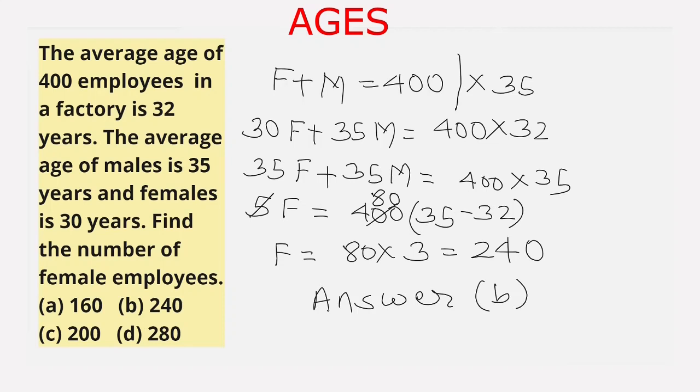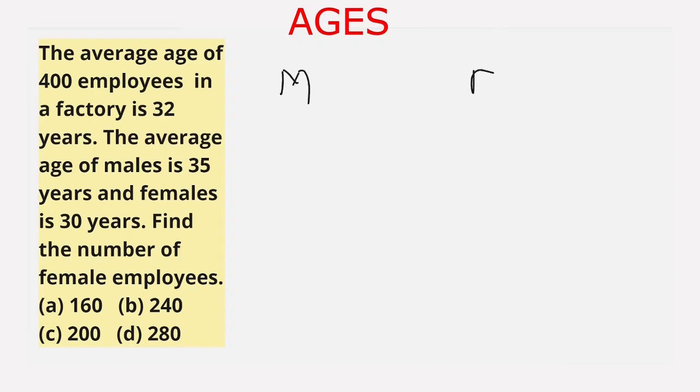This question we have solved using simultaneous equations in two variables. But we can solve this question very easily, within less than 1 minute, by a shortcut method. So I solve it by the shortcut method. We write M for male and F for female. The average age of males is 35 years and the average age of females is 30 years. And the total average of all the employees is 32 years.